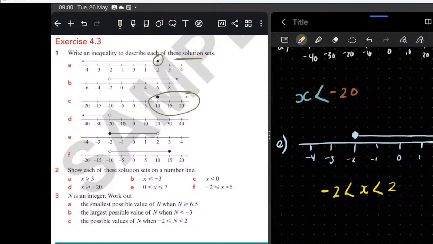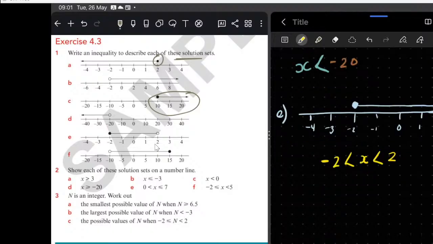Okay? Do you understand? Good. So this is to say that we are starting at -2 and we are ending at 2. So we start at -2 and end at 2. Now what you then look at is, do we have a circle that is shaded between the 2 circles?